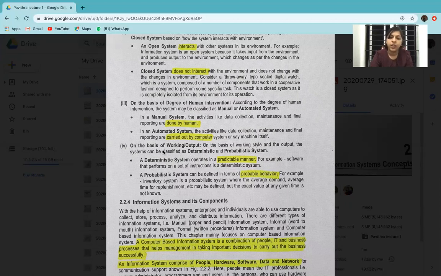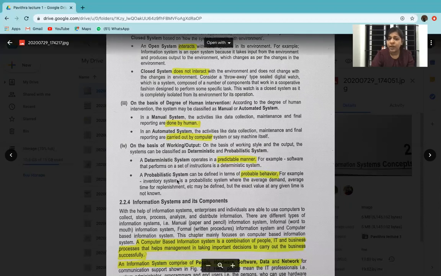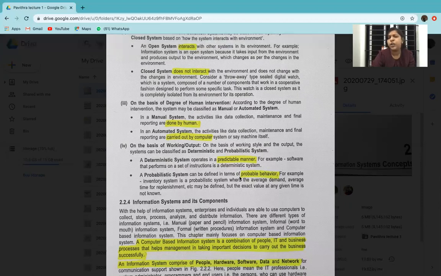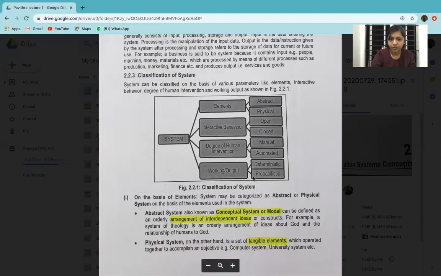And on the basis of their working or output, we have the deterministic system and the probabilistic system. A deterministic system operates in a predictable manner. But in a probabilistic system, the output is only probable. We can say either this is going to happen or that is going to happen. So for the classification of systems, we have four types: one based on the element, interactive behavior, degree of human intervention, and working or output.